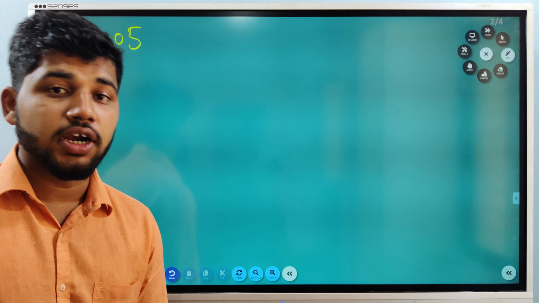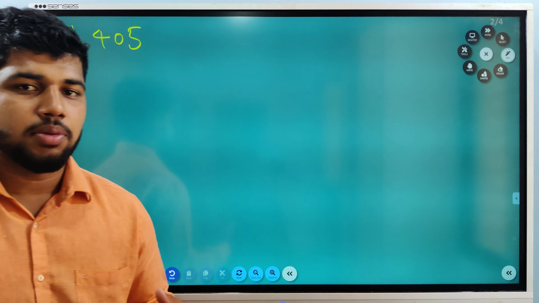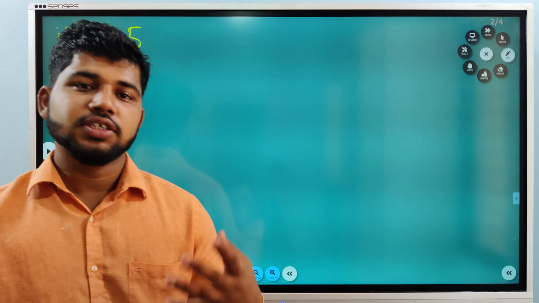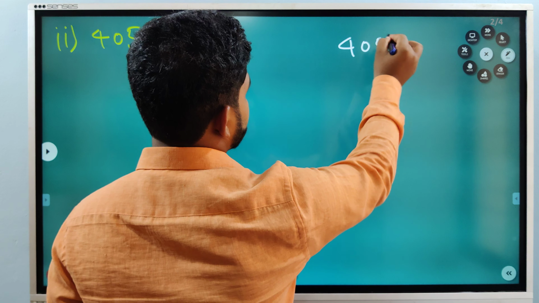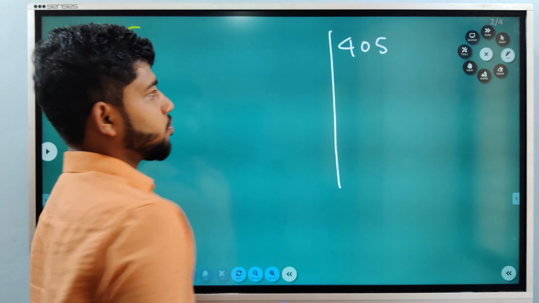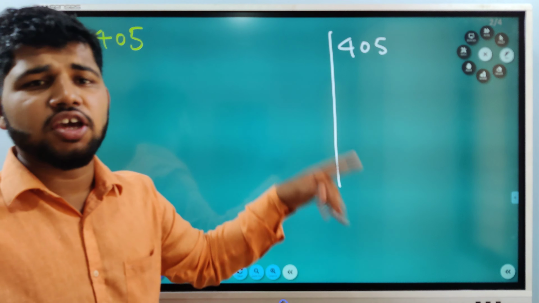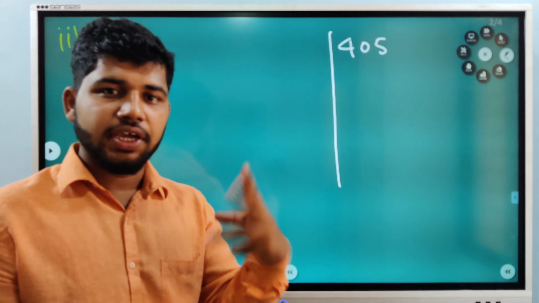405. By using the prime numbers, we are going to find the factors of the second problem. Now 405 cannot be divided by 2. Now we are taking 3.